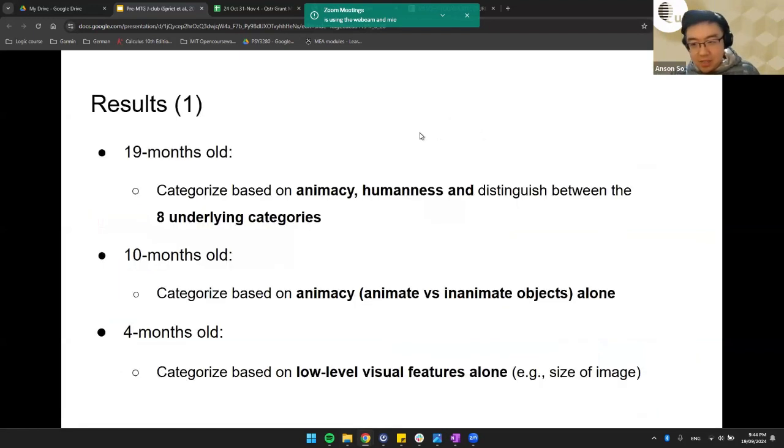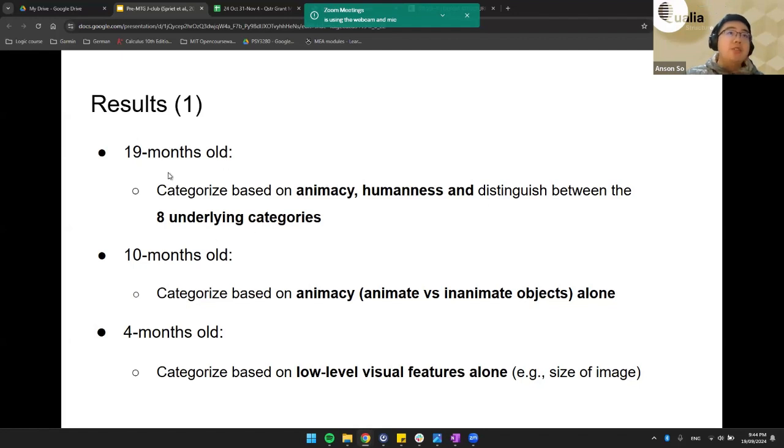Okay. So anyhow, by comparing the inferred dissimilarity matrix with the hypothetical ones, and as well as looking at the within versus between category difference in looking time, they found that 19-month-old infants can categorize based on animacy, that is, whether 2 objects are animate versus inanimate, humanness, that is, whether a particular object belongs to a human or a non-human animal, and they can basically distinguish between the 8 underlying categories.